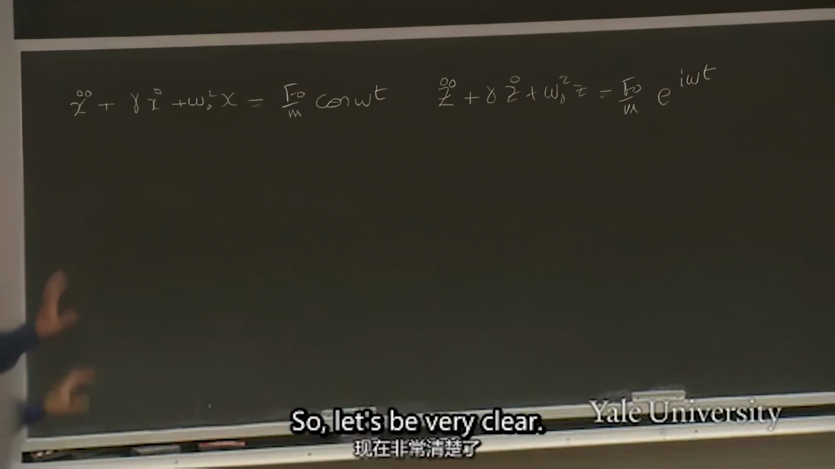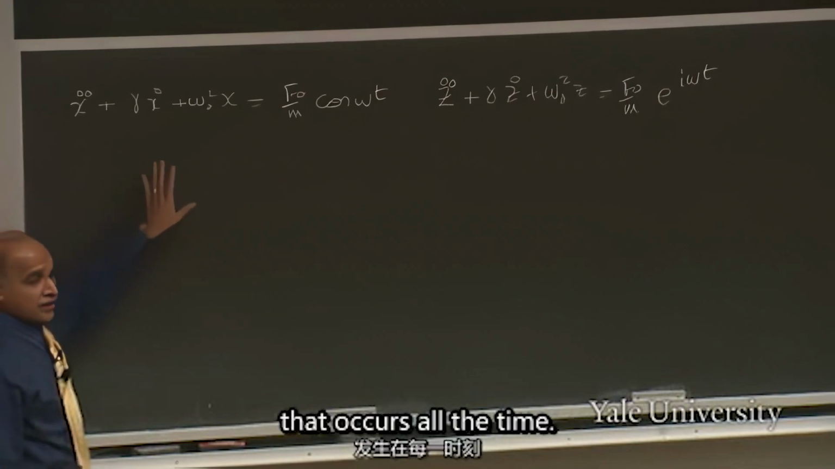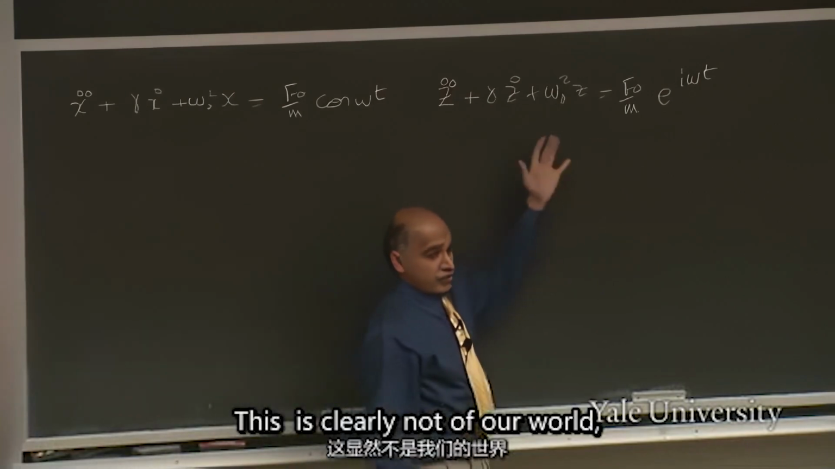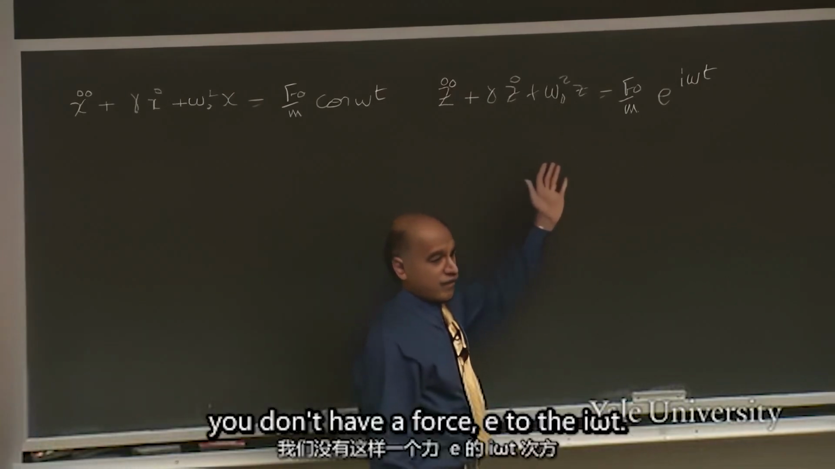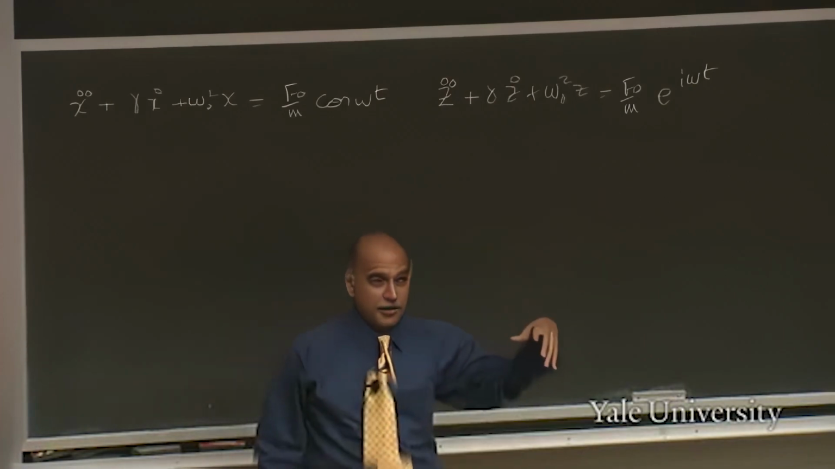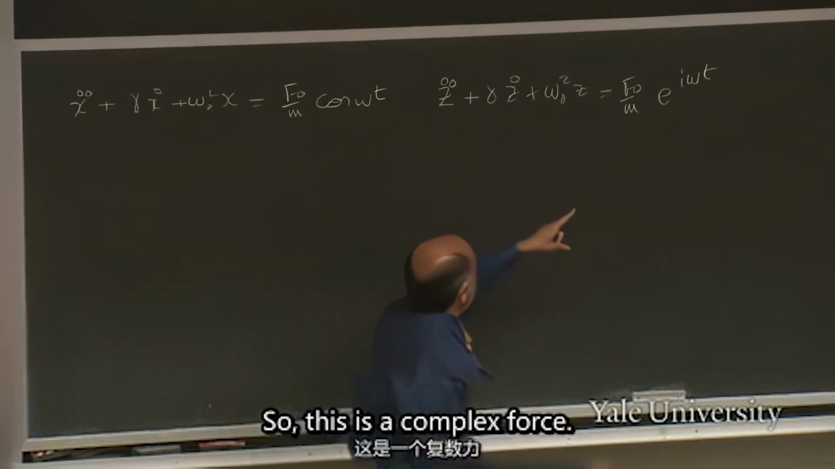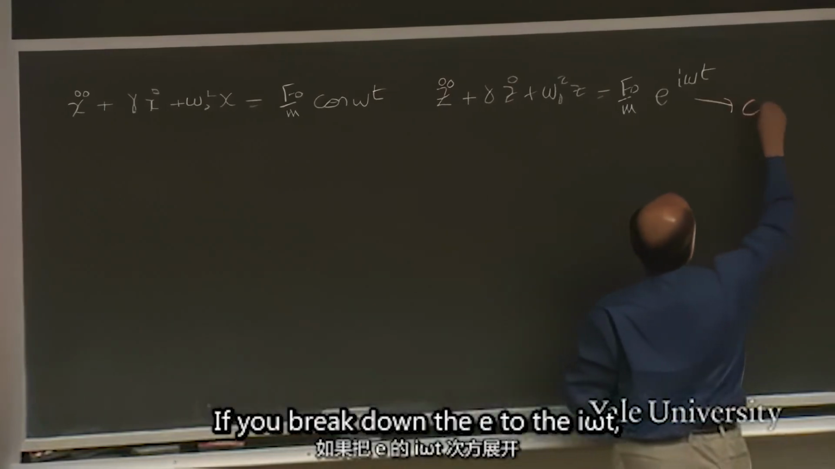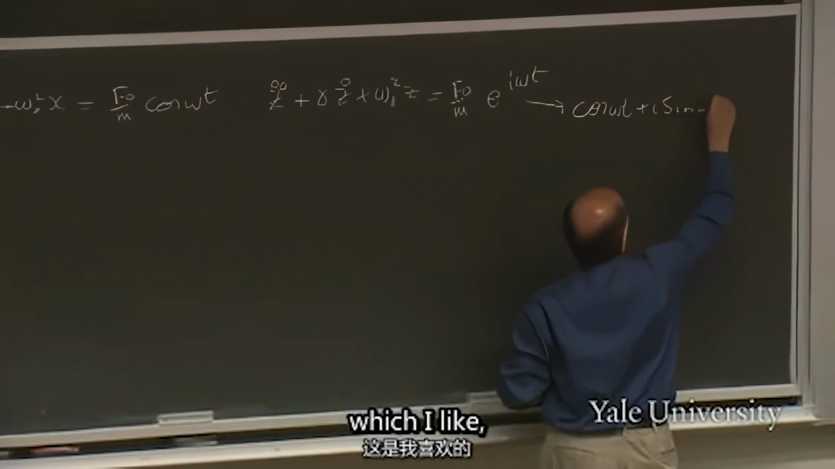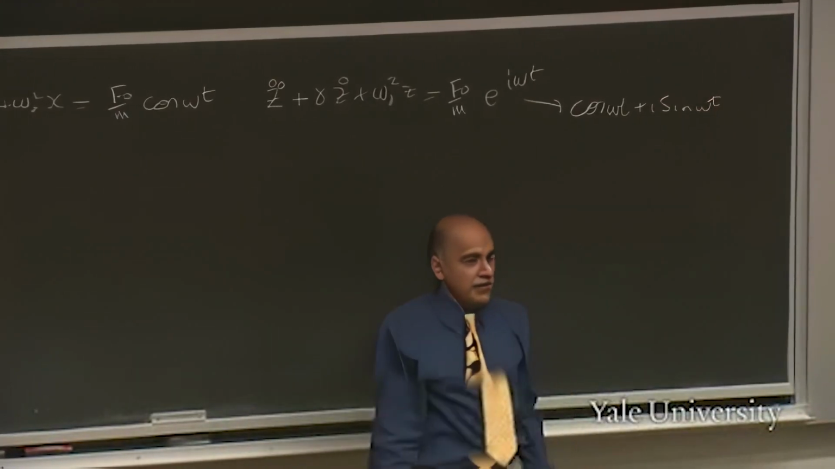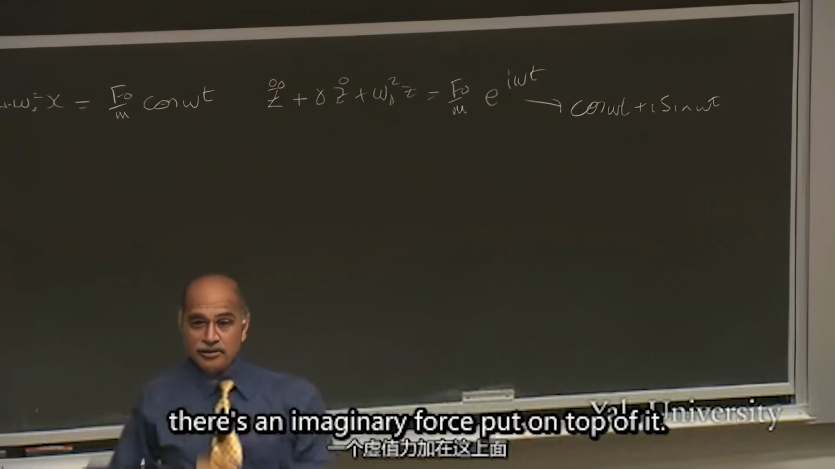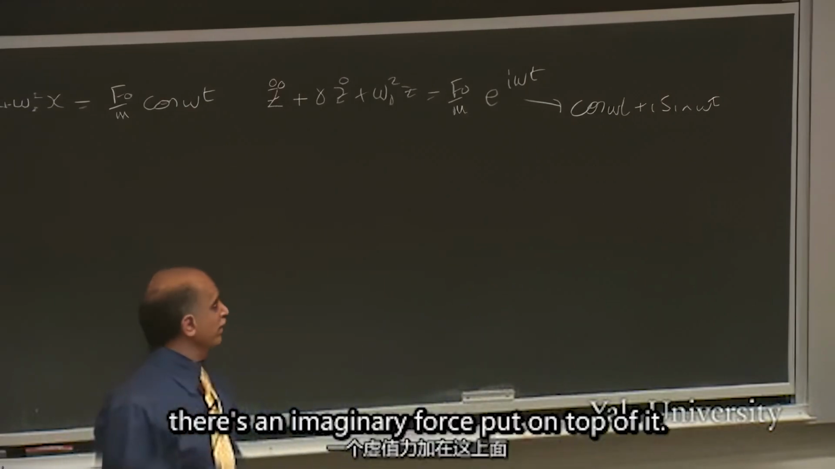So let's be very clear. This is the real physics problem that occurs all the time. This is clearly not of our world, because in our world, you don't have a force e to the i omega t. All forces in the real world are real. So this is a complex force. If you break down the e to the i omega t, you all know it's cos omega t, which I like, plus i sine omega t, which I don't like. So I'm solving a problem in which on top of the force I'm really applying, there's an imaginary force put on top of it.